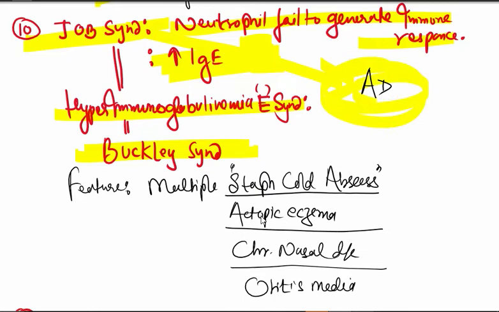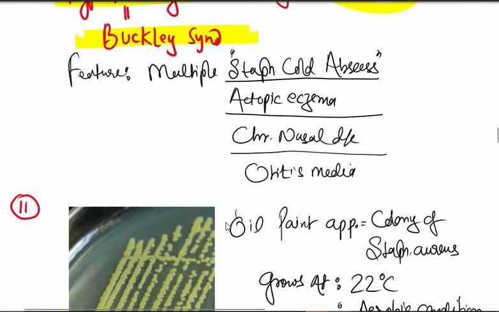It is an autosomal dominant condition. Okay, so features are multiple staph cold abscesses, atopic eczema, chronic nasal discharge, and otitis media.